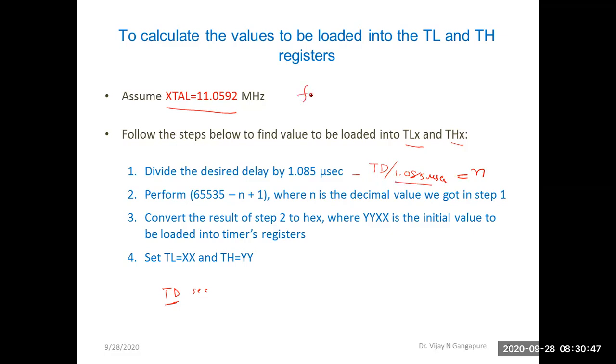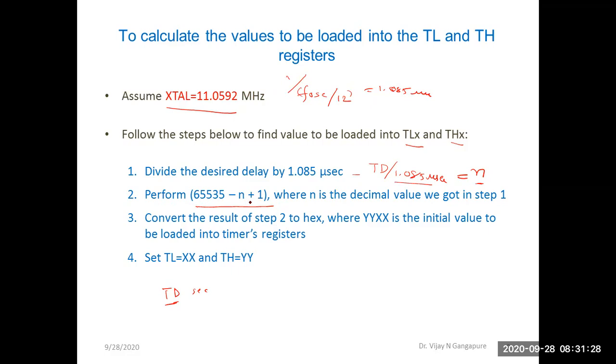The crystal frequency, that is FOSC, if we divide by 12, that will act as the timer clock frequency. And its time period, means the reciprocal of this, 1 divided by f oscillator divided by 12, if you calculate this, assuming f oscillator 11.0592, it comes to 1.085 microsecond. So first divide the desired time delay by 1.085 microsecond, which gives n, then perform this arithmetic: 65535 minus n plus 1.